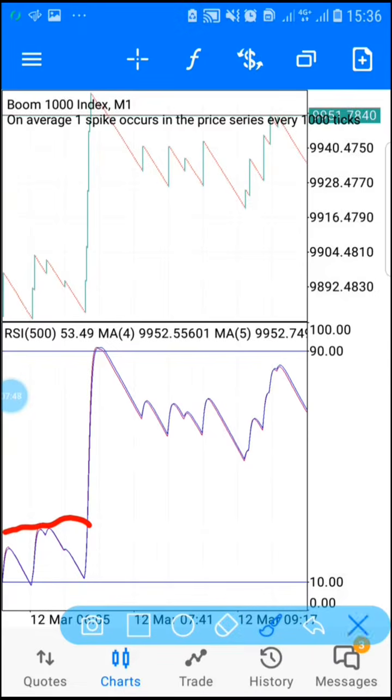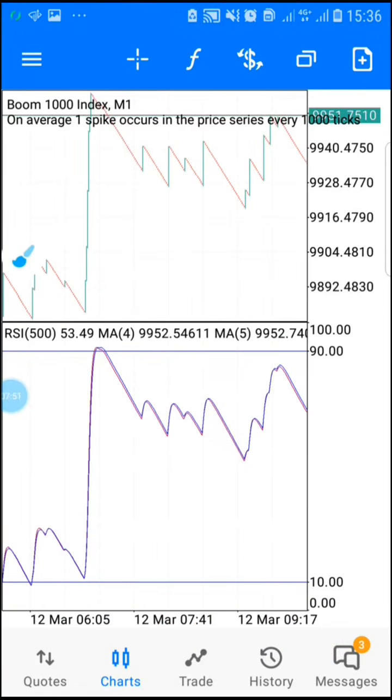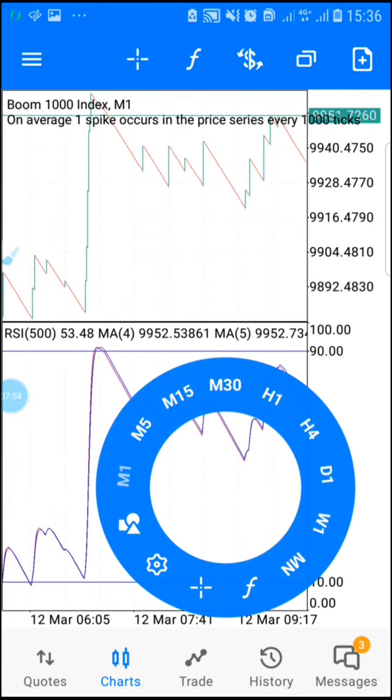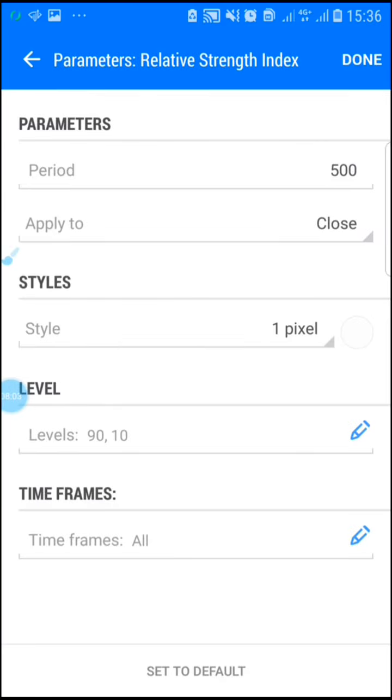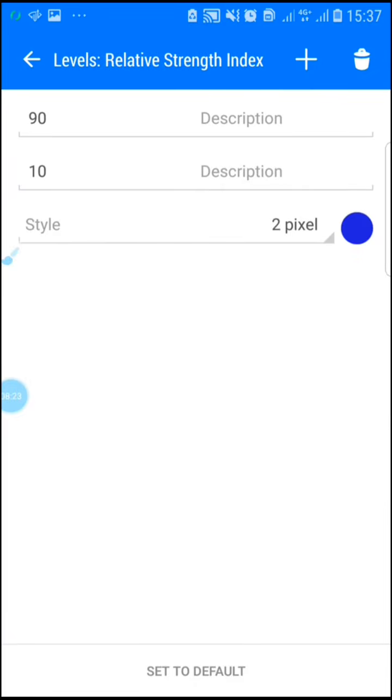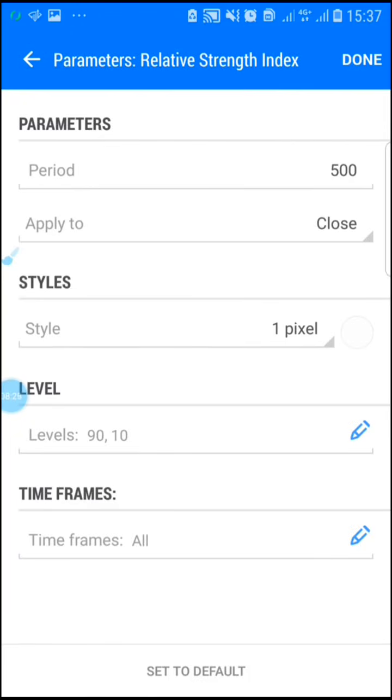Now, how do you set this up on your phone so you can start enjoying? What you need to do is go here. The first thing you want to set up is your relative strength index. These are the settings: period 500, apply to close, pixel 1, make sure it's white. If you want, you can take a screenshot of these so that it's saved on your phone. Then for the levels, like we said, 90 and 10. 90 and 10 are the levels, right?